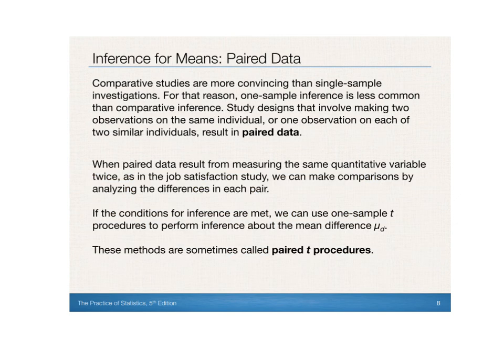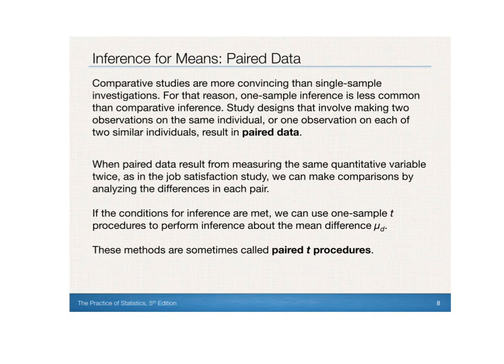Okay, so one thing that you can do with a hypothesis test for means that you can't do with a proportion is study what's called paired data. So we see this in comparative studies. Comparative studies are more convincing than single sample investigations. For that reason, one sample inference is less common than comparative inference.